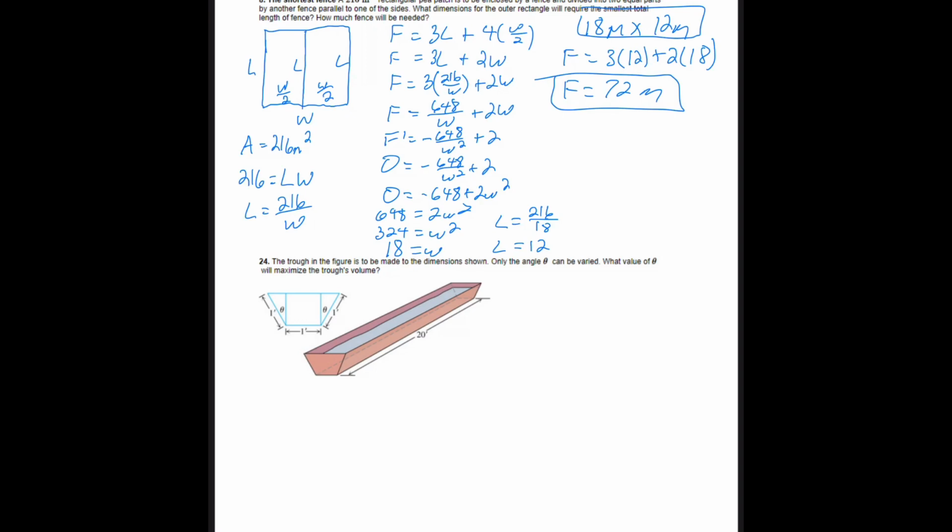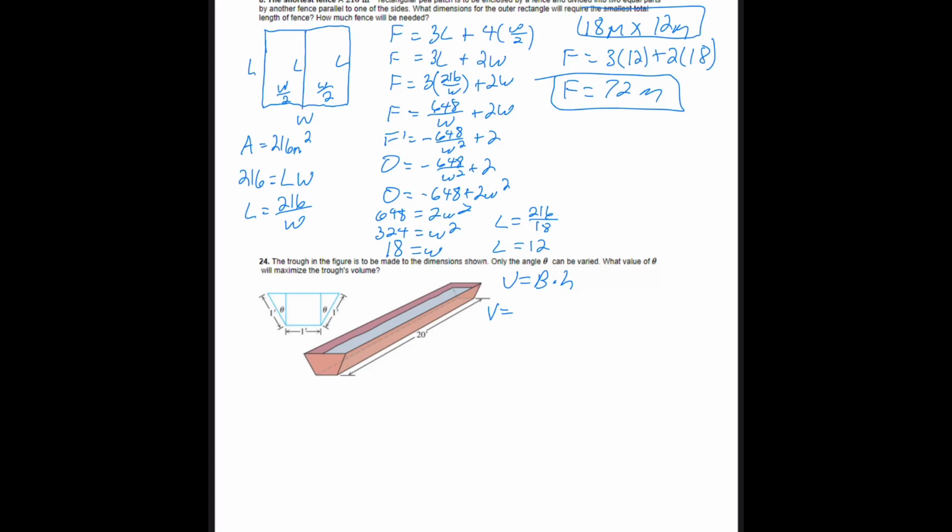Okay. So now let's look at 24 here. The trough in the figure is to be made to the dimensions shown. Only the angle theta can be varied. What value of theta will maximize the trough's volume? Well, once again, this is a prism, which is the same idea as the cylinder we looked at before and the rectangle we looked at before. So the volume of this is going to be the area of the base times the height.